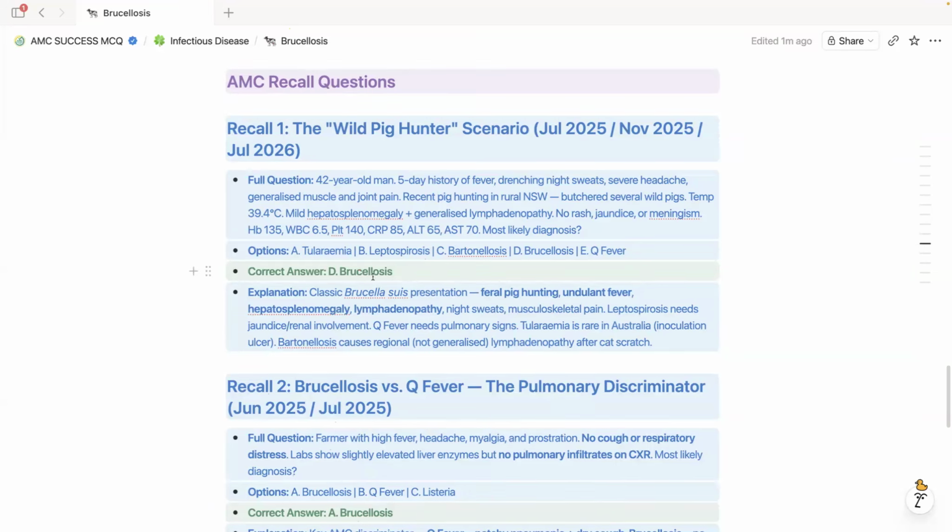Here we go with brucellosis, because the patient is a feral pig hunter, and hepatosplenomegaly and lymphadenopathy are there, night sweats are there, and musculoskeletal pain. Leptospirosis needs jaundice and renal involvement as well, and Q fever needs pulmonary signs. Tularemia is rare in Australia. Bartonellosis causes regional, not generalized, lymphadenopathy after a cat scratch.